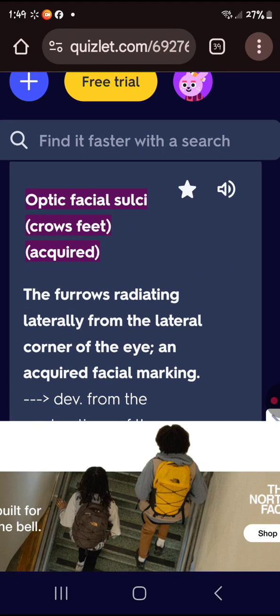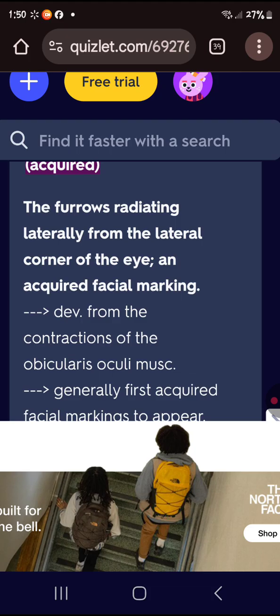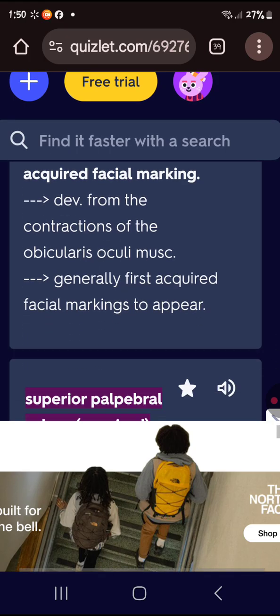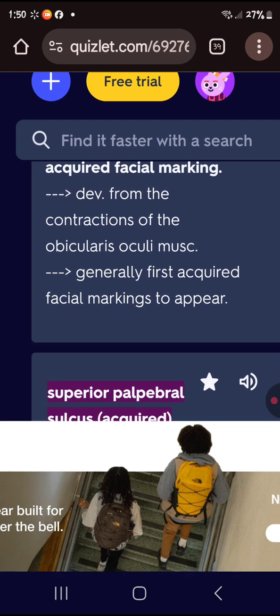Optic facial sulci, which is crow's feet and acquired. Eye wrinkles. Optic facial sulci is the crow's feet. That is the furrows radiating laterally to the sides from the lateral corner of the eye. It develops from the contractions of the orbicularis oculi muscle. The eye muscle creates the crow's feet. Generally it is the first acquired facial marking to appear on a person as they age.